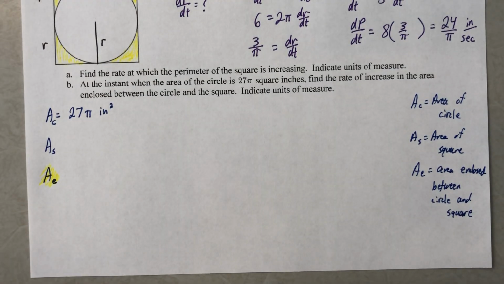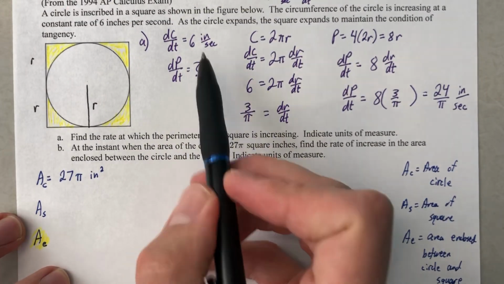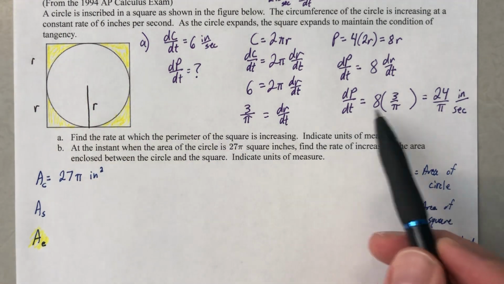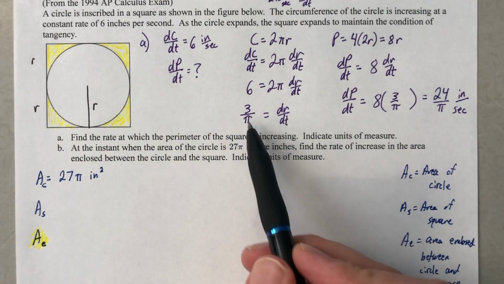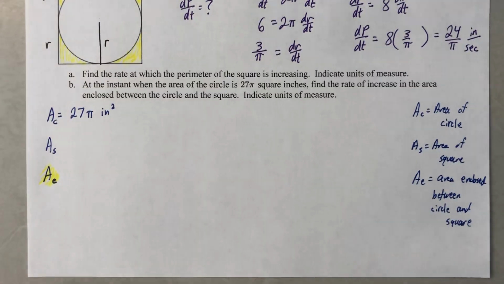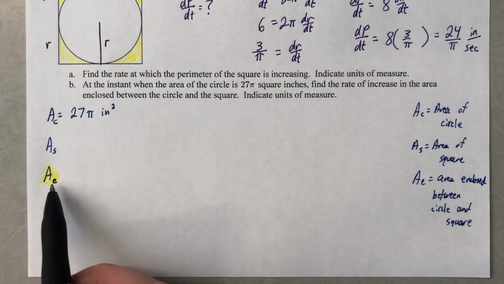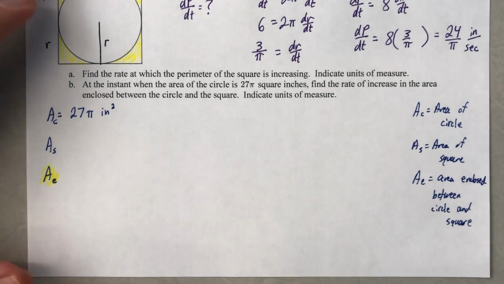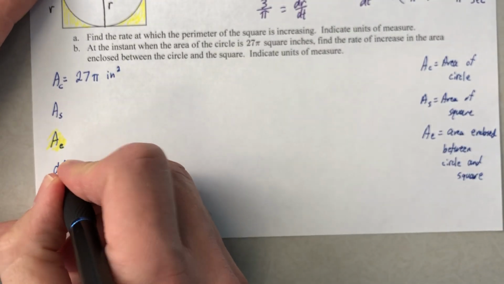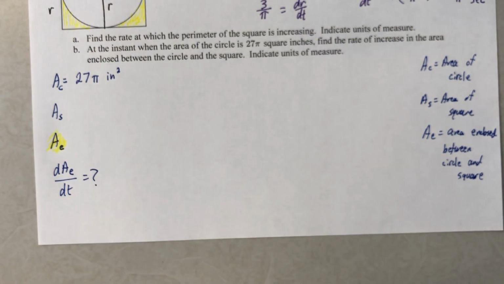Let's move on. All we really know is this, and then a few other things that they told us up here. Like we know the rate of change of the circumference, the rate of change of the perimeter, and the rate of change of the radius. All this information carries us forward. I'm not going to write it all again. But I need to know a formula for this because here's what they're asking. Find the rate of increase in the area enclosed. That's what they want to know.